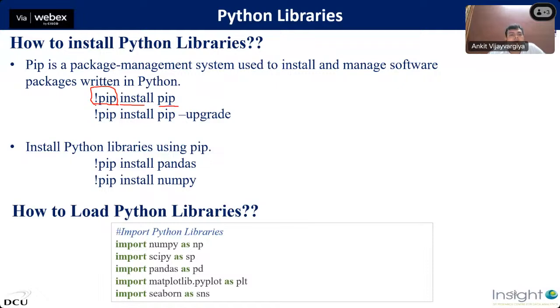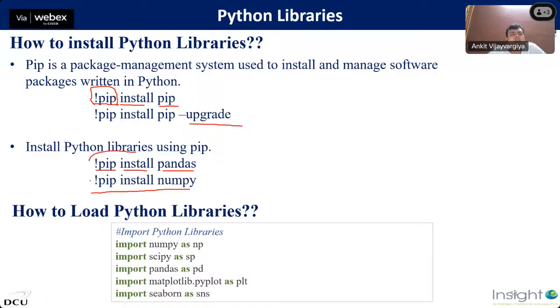So if you want to install any library, you have to use exclamation pip, then install, and then the name of that library. And if you want to upgrade that, then hyphen upgrade. Like if you want to install the pandas library, exclamation pip install pandas. If you want to install NumPy, Matplotlib, you can use the same thing. Scikit-learn and everything, you can use the same thing. Keras and other things also.